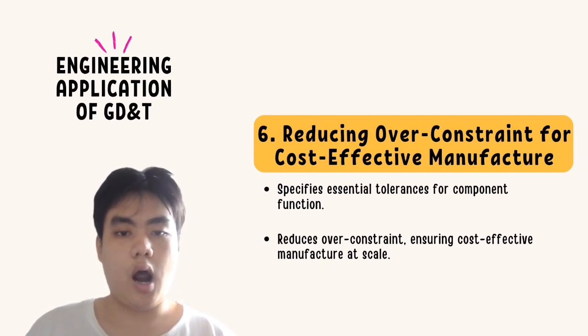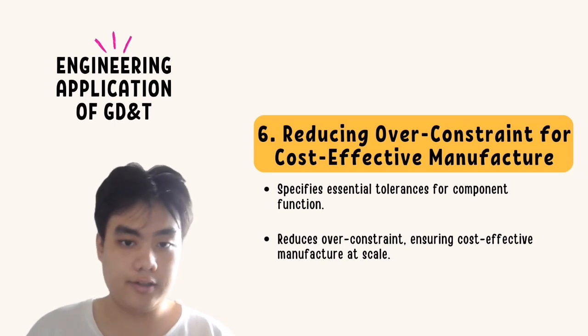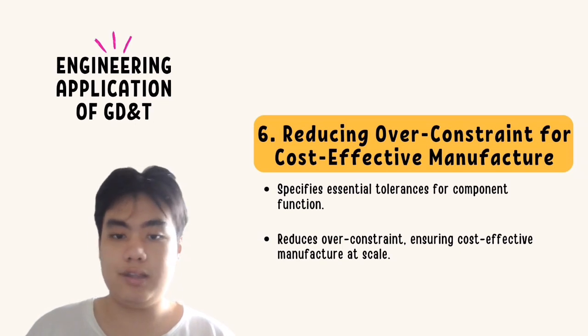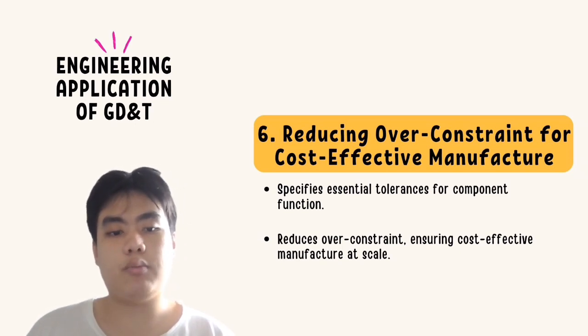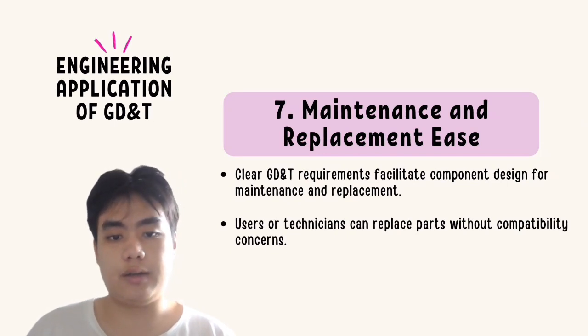Over-constraint can be a significant hurdle in large-scale manufacturing. GD&T comes to the rescue by specifying essential tolerance for components' function. This not only ensures the functionality of each part but also eliminates unnecessary constraints, paving the way for cost-effective manufacture on the grand scale. GD&T extends its benefit beyond the manufacturing phase.